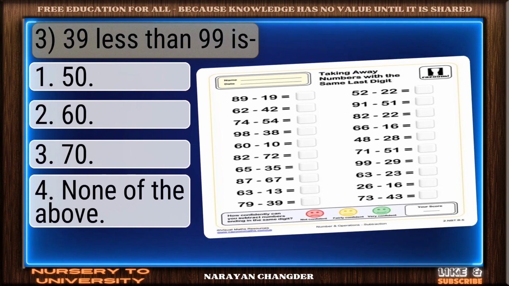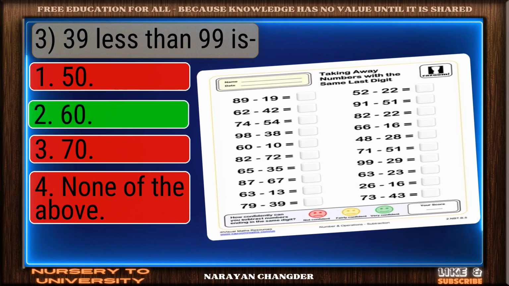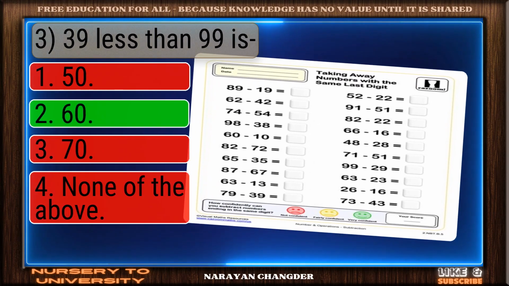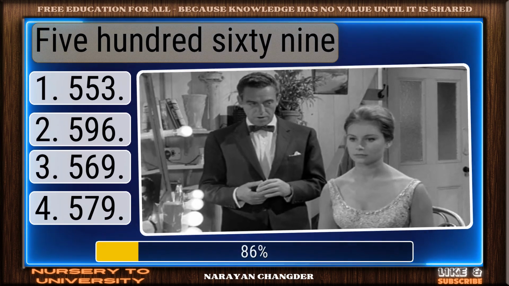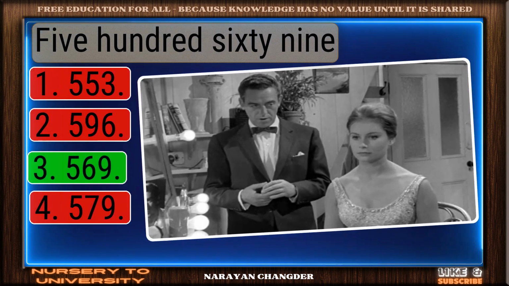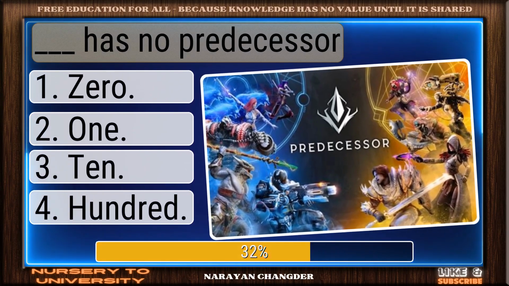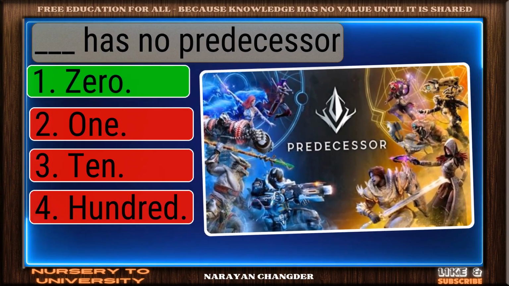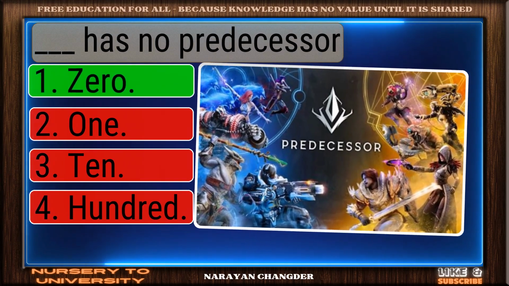339 less than 99 is? You're right. 60 is the correct answer. 569. Well picked. 569 is the correct answer. Dash has no predecessor. Good thinking. 0 is the right answer.